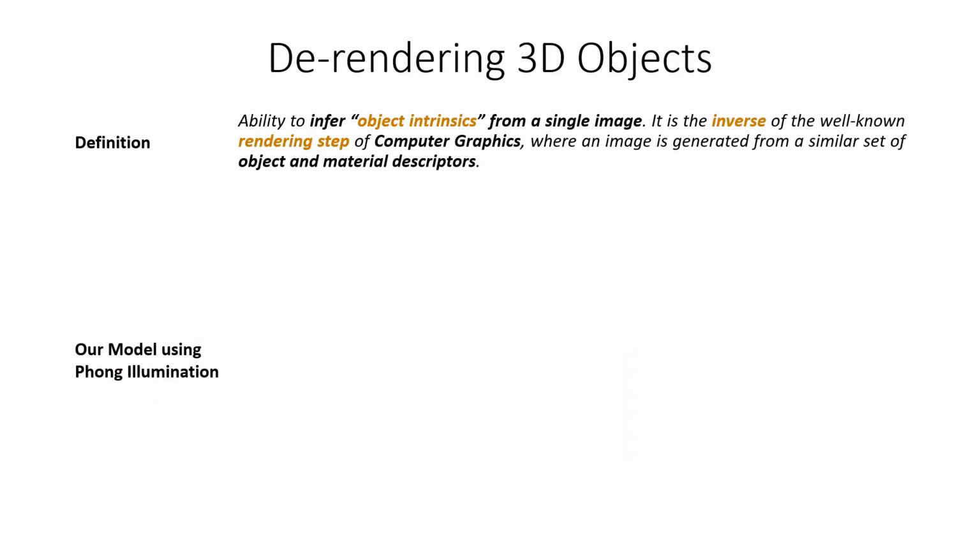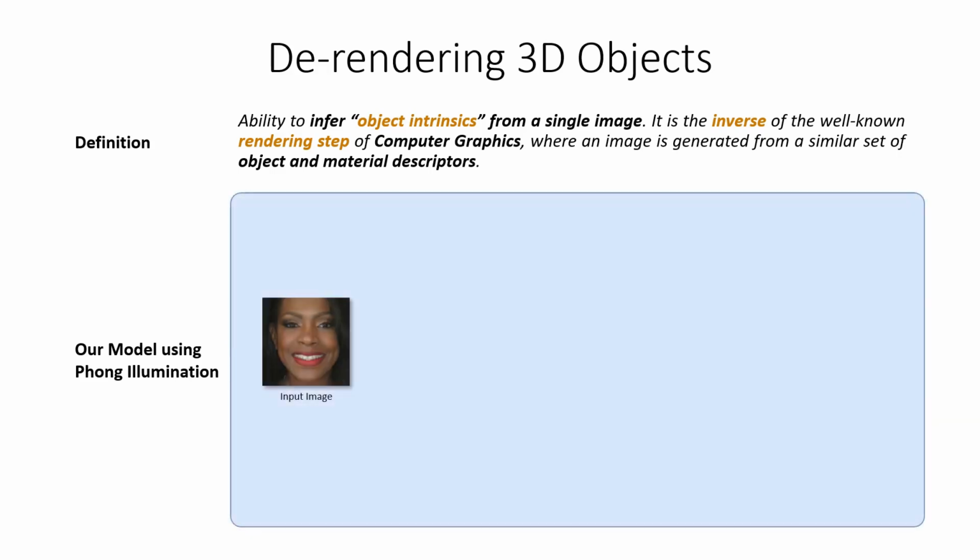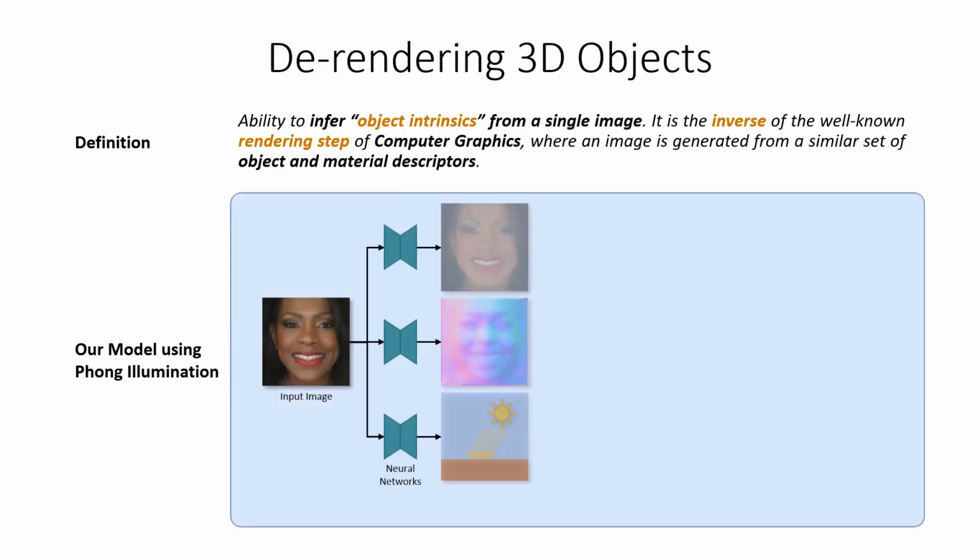De-rendering means to infer object intrinsics from a single image. It is the inverse of the well-known rendering step of computer graphics, where an image is generated from a similar set of object and material descriptors. In our method, we rely on the Phong illumination model. Several neural networks predict a per-pixel albedo map, normal map, and directional light parameters.